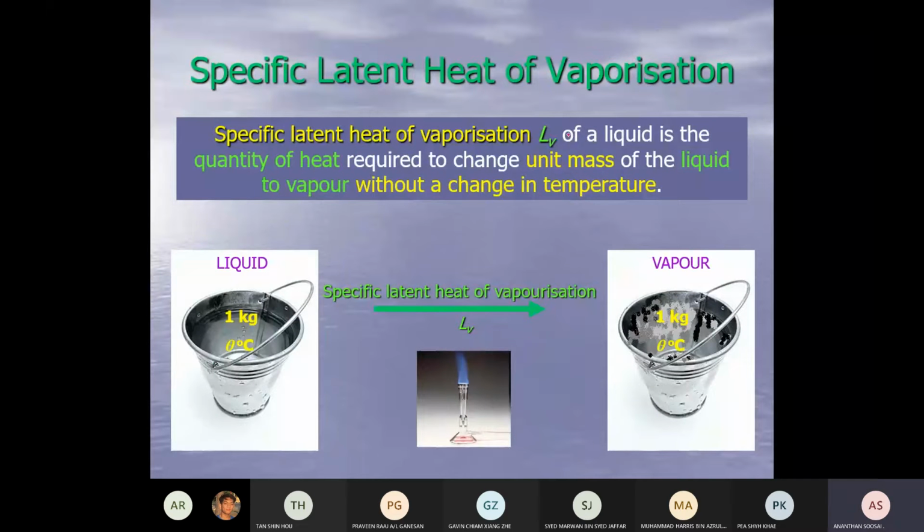So latent heat of vaporization, LV, has the same wording, just liquid to vapor: the amount of heat energy required to change a unit mass of substance from liquid to vapor without change in temperature.